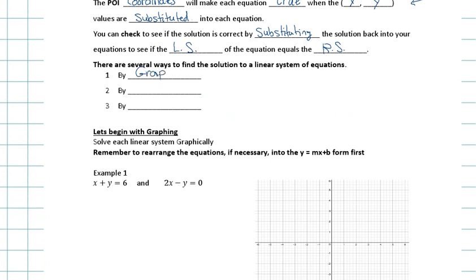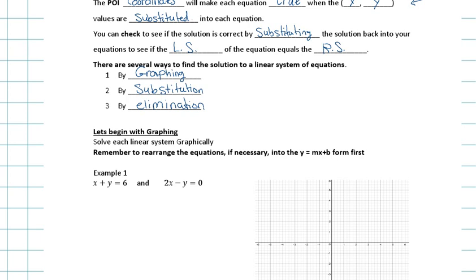So one of them is graphing. Then we also have substitution. And we have elimination. So these are the 3 ways that we're going to use to solve our linear system. But as I said, today we're only going to explore graphing. Now, are we okay with this so far? Okay.